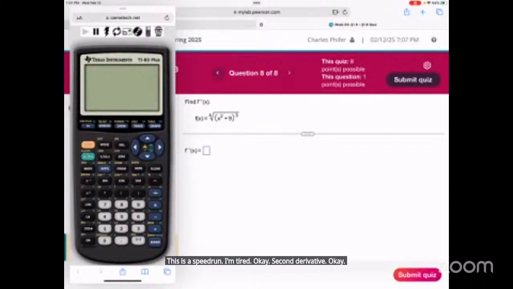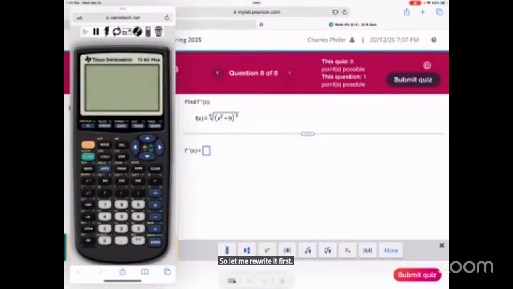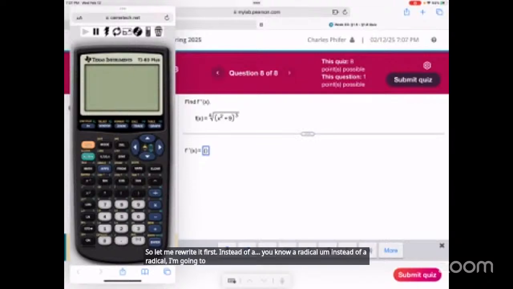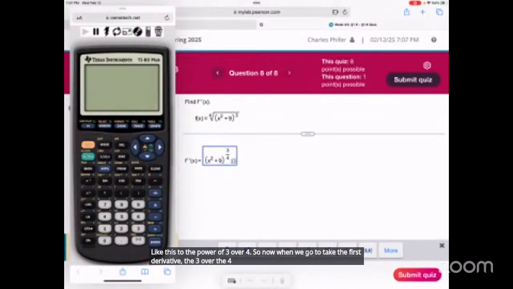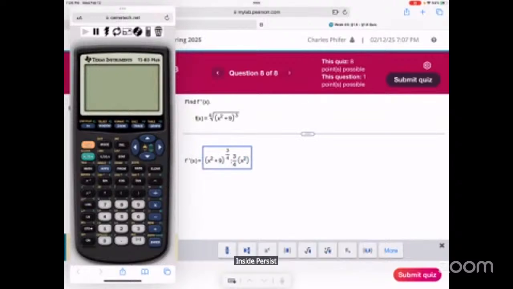Okay. Second derivative. So let me rewrite it first. Instead of a radical, I'm going to write it as a rational power. So we've got x squared plus 9 to the power of 3 over 4. Now when we take the first derivative, the 3 over 4 comes down, the inside persists, x squared plus 9, and it's to the power of negative 1 over 4.